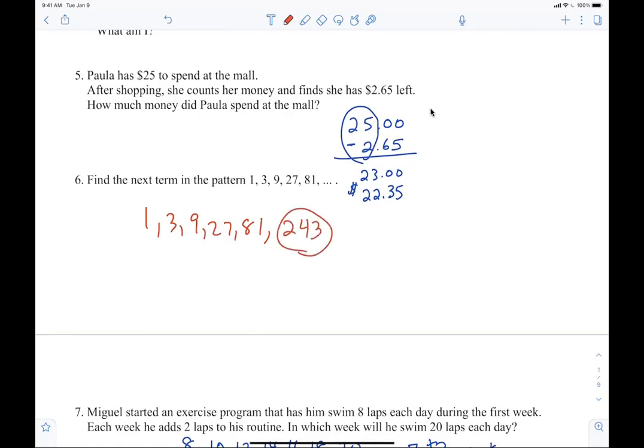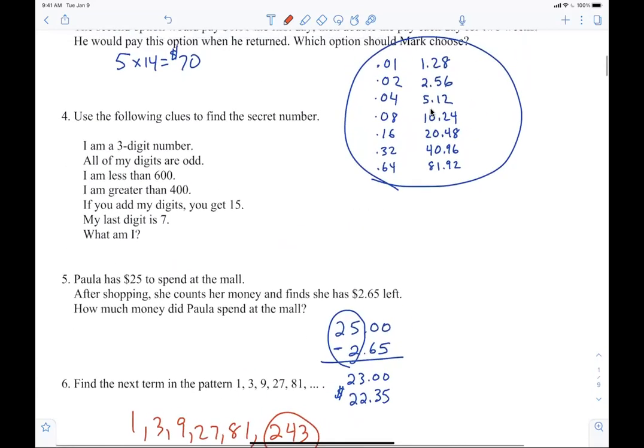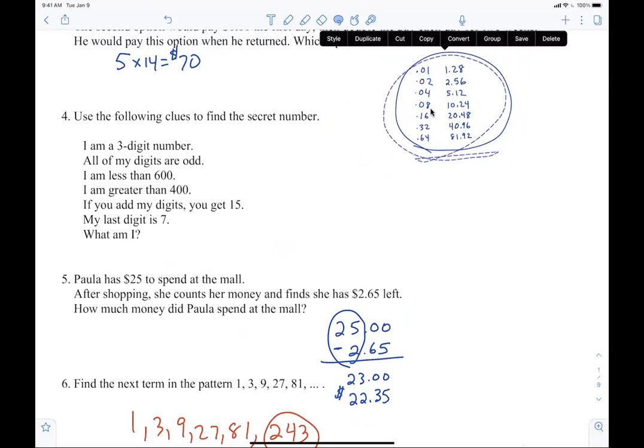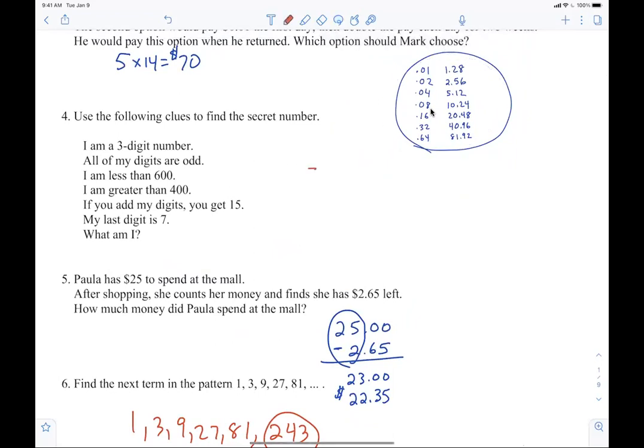243. Okay, Nora, you get to read for me again. Oh, this one's, look, everybody's gonna have to take time on this. You already got it, huh? I got 537. All right, let me look at this and see if she's right. It's a 3-digit number. All digits are odd. I am less than 600 and greater than 400. If you add the digits, you get 15. The last digit is 7.